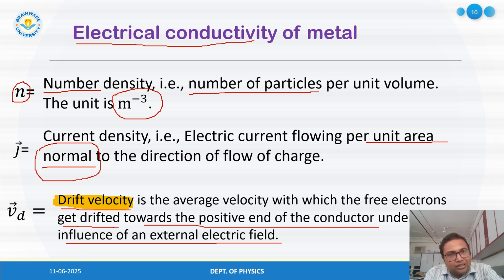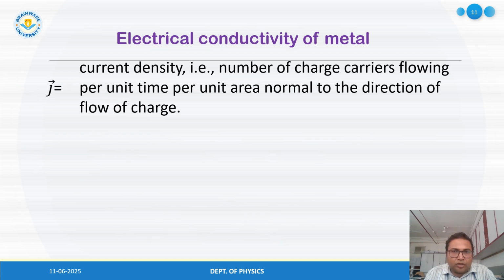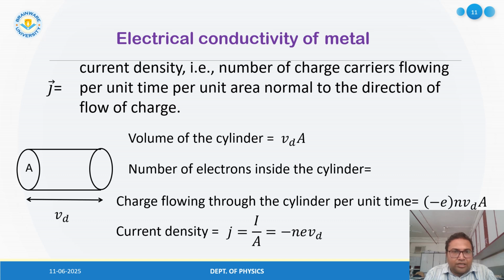Fine. So now these are the few terms that we should remember: number density, current density, and drift velocity. Good. So now let's see what is next. Now we know current density. This current density can also be calculated, or rather there is an expression of current density, which is J equal to minus n e Vd.